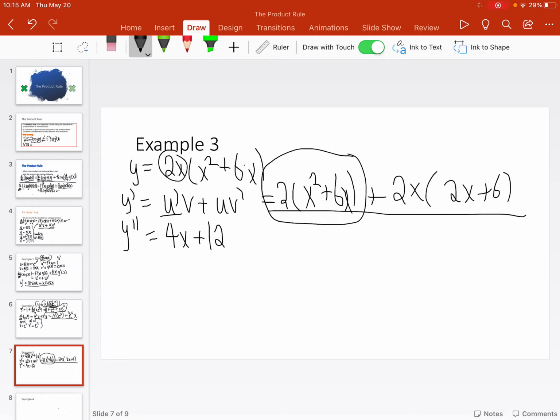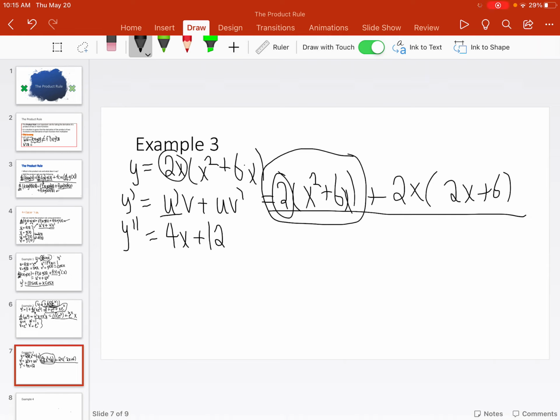We could have also used the product rule. We could have treated 2 as a constant function, but its derivative would just be 0. So one of the terms in the product rule would just collapse to 0, and it's a bit of an overkill in that case. So it's easier to just distribute it and use the power rule.